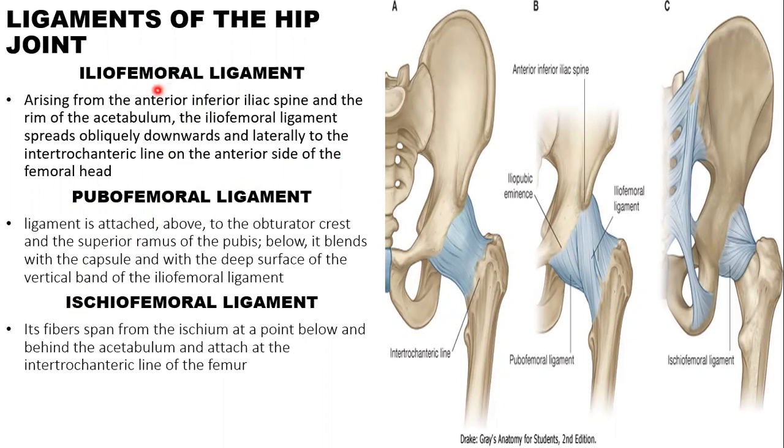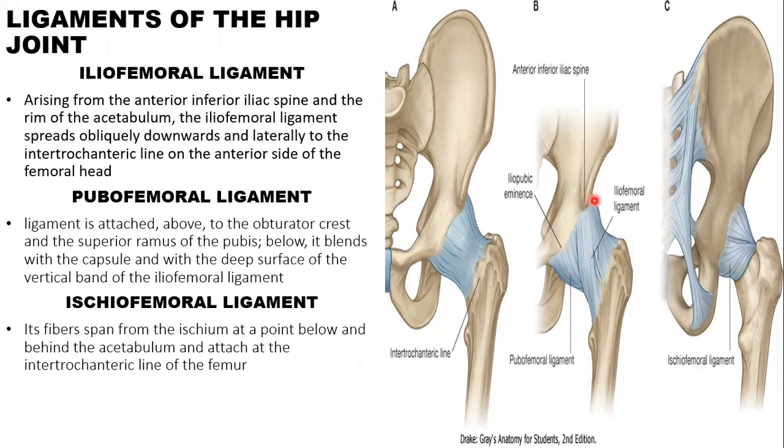So when it comes to the iliofemoral ligament, just by the name itself, it is coming from the iliac bone going to the femur. When you look at the iliac bone, that is the iliac crest, then on the anterior aspect of the iliac crest, you're going to have the anterior superior iliac spine. Then below the anterior superior iliac spine, you have the anterior inferior iliac spine. Okay. So this ligament originates from the anterior inferior iliac spine, as well as the rim of the acetabulum.